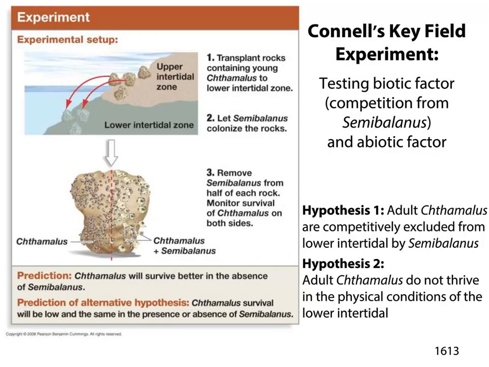So the hypotheses you were trying to test: the first hypothesis is that the adult thalamus was competitively excluded from the lower intertidal zone by the balanus. The second hypothesis was that the adult thalamus just didn't thrive in the physical conditions of the lower intertidal zone, although that one seemed unlikely, given the fact that they have to be submerged to be able to feed.